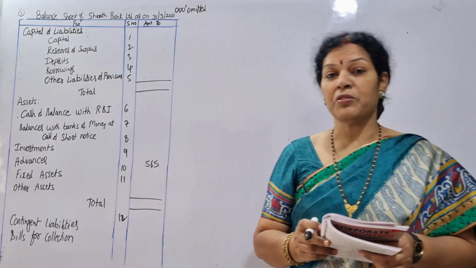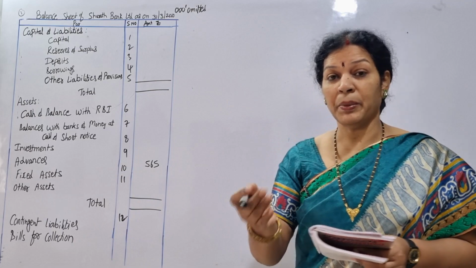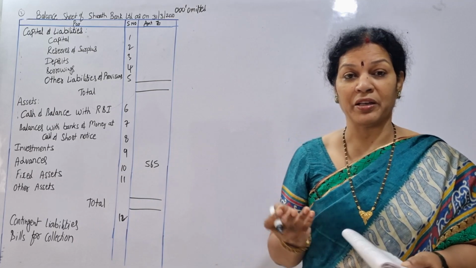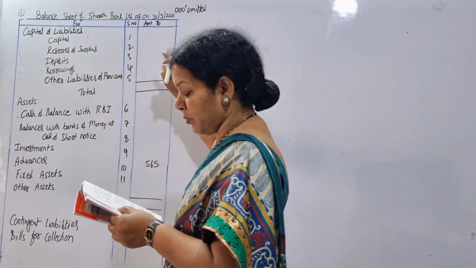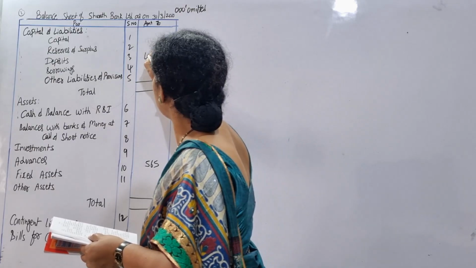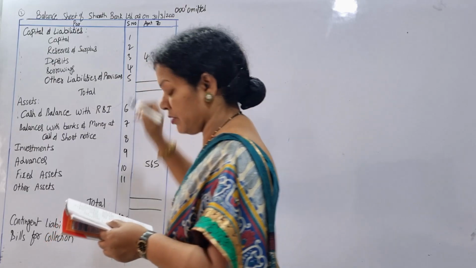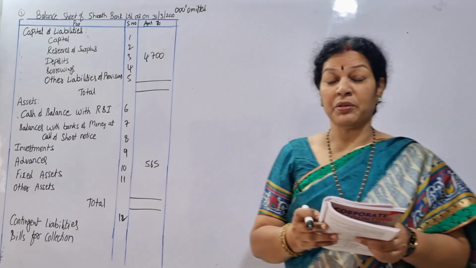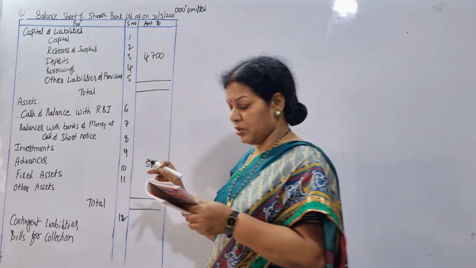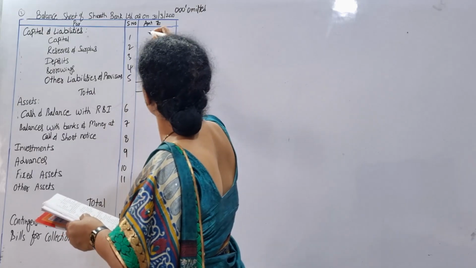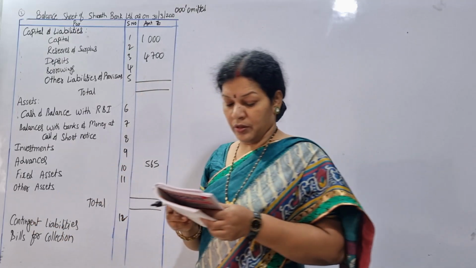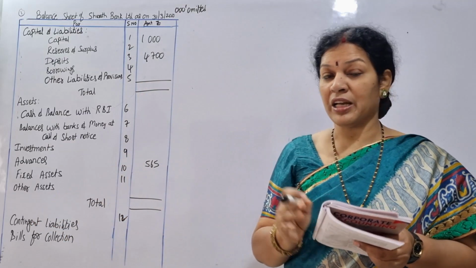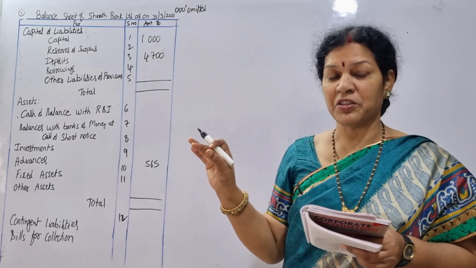Next, deposits. Deposits is schedule number 3. People are depositing, it's a liability for the bank. So it comes under the liability, deposits. Schedule number 3, it is 4,700. Then capital. Capital is the first schedule. It is 1,000. Next, other liabilities and provisions. Last schedule of the liability means fifth schedule.